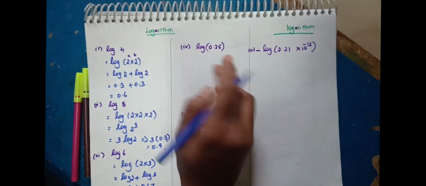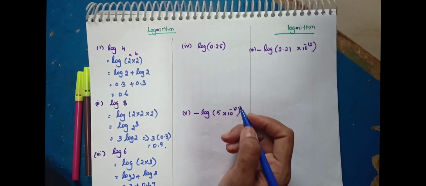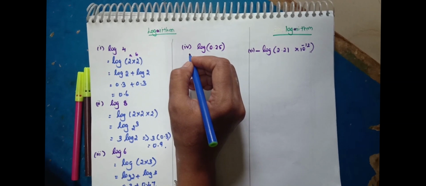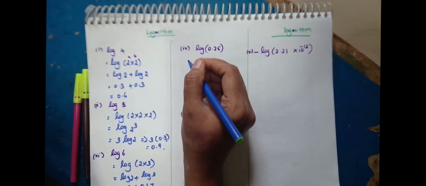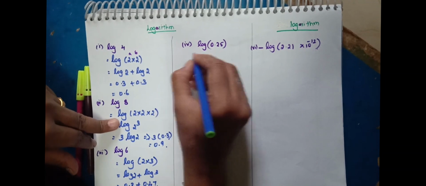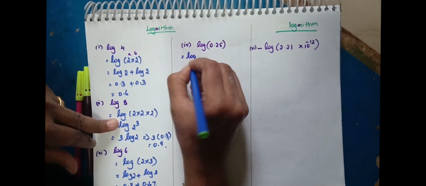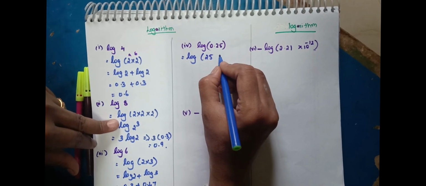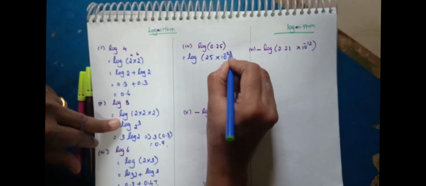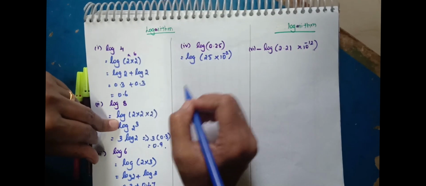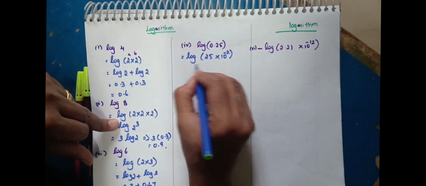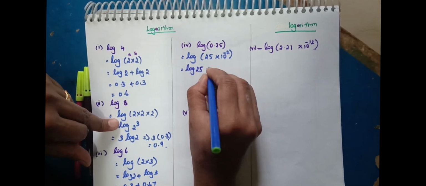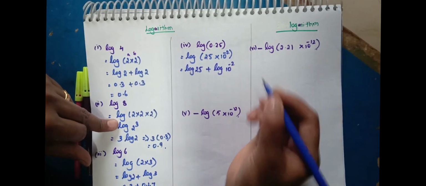The next one is log 2.5. Okay. So log of 2.5, how can we make it? That is an important point. Initially you should change it. So how to change? See here, the decimal points we have to remove. For removing those decimal points, what are we making it here? 25 into 10 power minus 2. So again it will change into A into B format, where log A plus log B will come. Okay. So log 25 plus log 10 power minus 2.